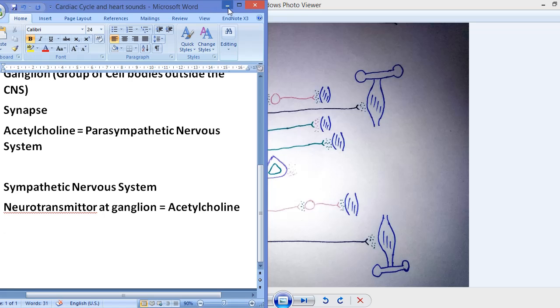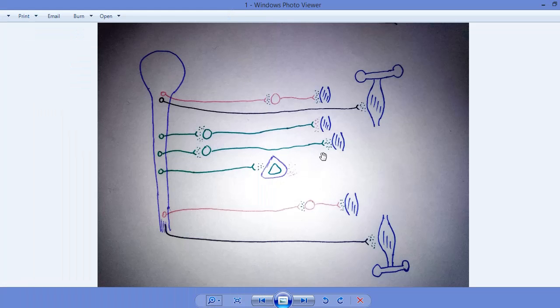But the neurotransmitter secreted at the connection of the muscle and the nerve ending will not be acetylcholine. That will be noradrenaline or norepinephrine. So this is a presynaptic neuron or preganglionic neuron, and this is the postganglionic neuron. The preganglionic neuron will secrete acetylcholine as a neurotransmitter.